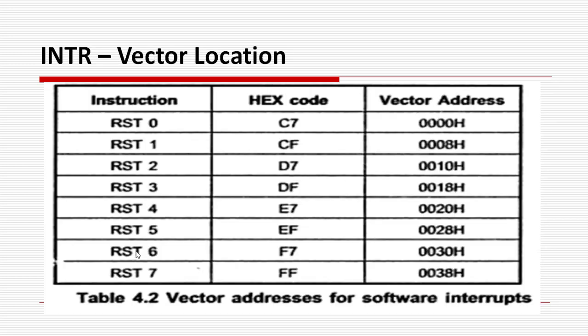If the RST 0 code C7 is inserted in the program, the program will go to 0000H. If the RST 4 code E7 is inserted, the program will go to 0020, and so on. So the INTR interrupt expects the RST code from the user, and based on the user's program it goes to the special locations. Otherwise the INTR interrupt does not go to a special location. So from this we have studied the vectored interrupts and related topics. Thank you.